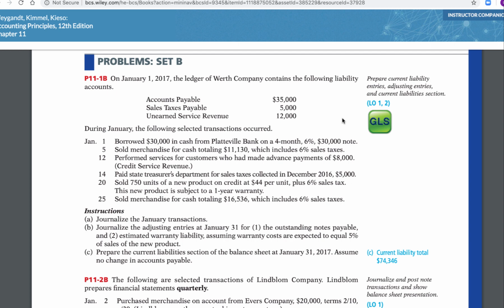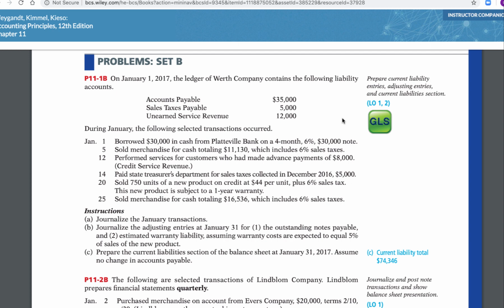Problem 11-1A, problem 11-3A, and problem 11-4A. So that's 1, 3, and 4. What I'm going to do is work through, obviously, the B problems. So we'll review how to set up your Excel spreadsheet, go through each of the journal entries, and basically show you how to put together the problem.